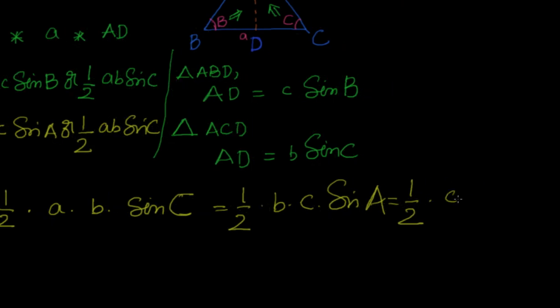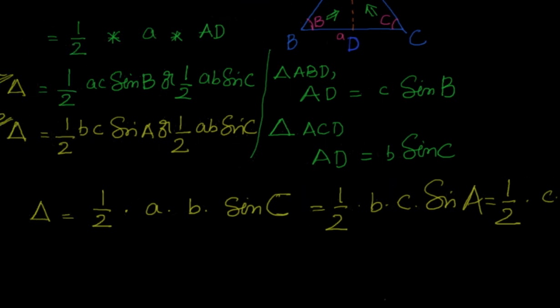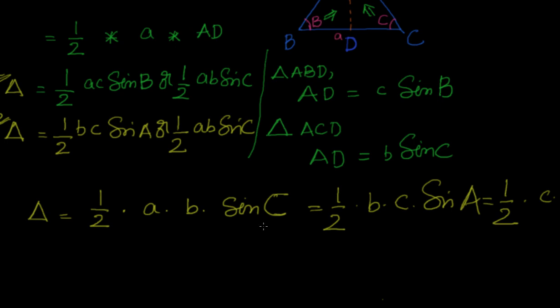Now, once we know this, can we put in the formula of sine C that we learned earlier from half angles, and see what it becomes? Let's look at that. Delta equals half into a into b into sine C. Can I write it as 2 sine C by 2 cos C by 2? We know what sin C by 2 and cos C by 2 are, so we'll substitute the values we got.